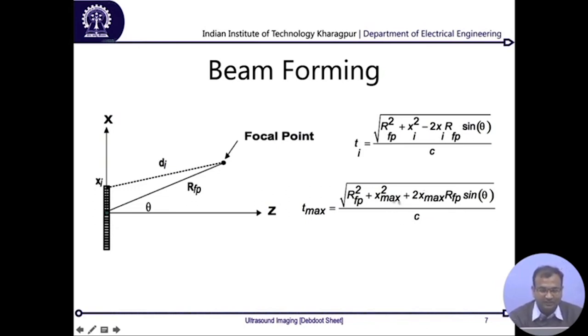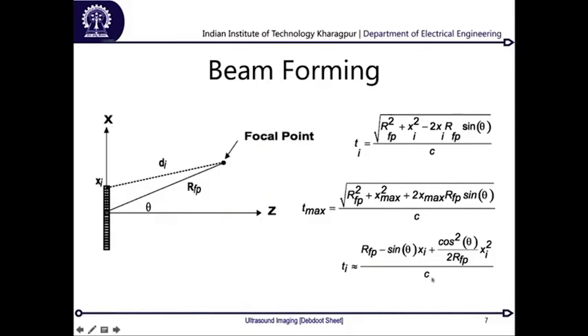So from here x max is the maximum distance to be covered, since that is known for a definite transducer geometry, so you can always find out what my t max is. The inverse of this t max is my pulse repetition frequency, which tells me that after this amount of time I should send my next pulse and wait for the next object to come down for being imaged.